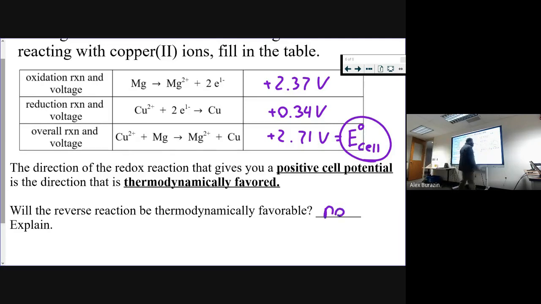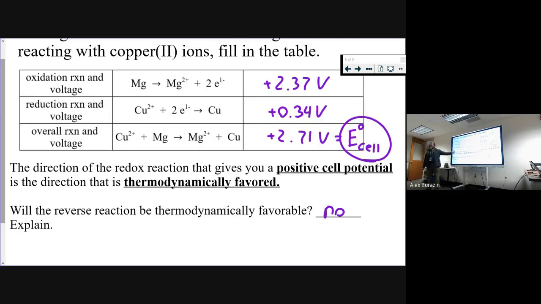What happens if I flip this whole process? What do I get? I get negative 2.71. Yeah, literally, it wouldn't do a darn thing. Oh, yeah, wait, it's what? Not thermodynamically favorable. They were thermodynamically unfavorable, yes. Or not thermodynamically favorable, however you would like to say it.